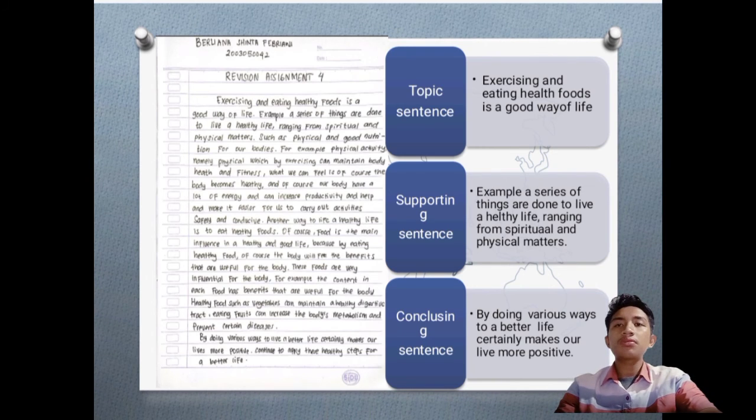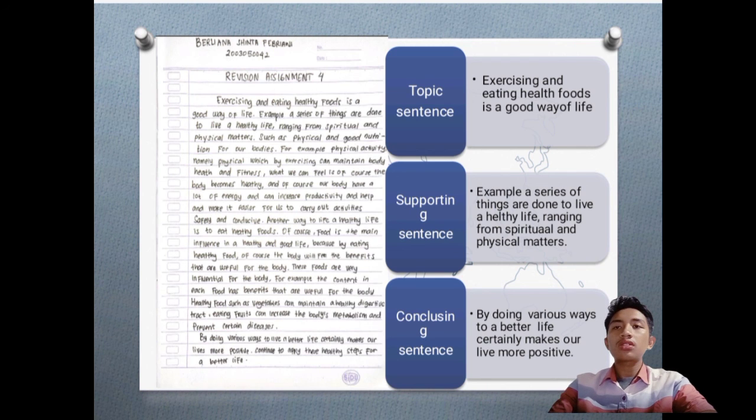So the last point is the meeting for assignment. So friends, my last PowerPoint is to comment on the paragraph made by my friend named Berliana Sinta. Okay, let's see here, the paragraph is neatly arranged. Then the topic sentence is in the first paragraph, namely exercising and eating healthy food is a good way of life. There is a supporting sentence.